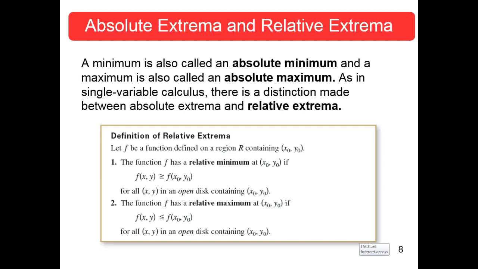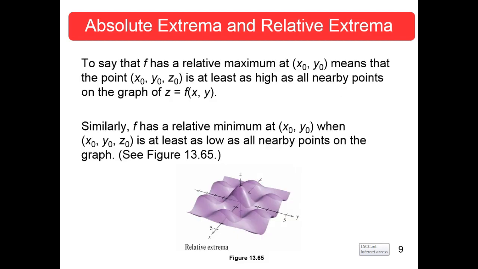For all xy on an open disk, now this doesn't count the boundaries, that contains x0, y0. If all the other values are greater than or equal to that, then this one's your minimum. The function f has a relative maximum at that point if your f of xy, all the rest of them in that open disk containing x0, y0, are less than or equal to that. That's a relative maximum. That open disk is usually a circular shape, not counting the boundary of it, but just the interior points of it. And x0, y0 is one of those interior points.